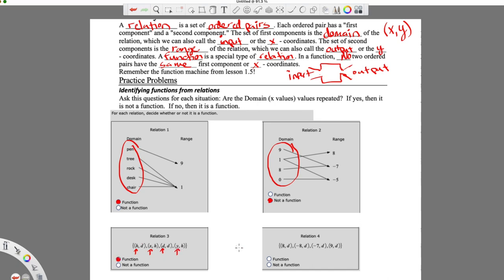All right, this one I have 8, -8, -7, and 9. So 8 and -8, those are not repeated. One is positive, one is negative, so they are all different. So this is a function. All right, so that is identifying functions from relations. So go ahead and go on Alex and give that a try.